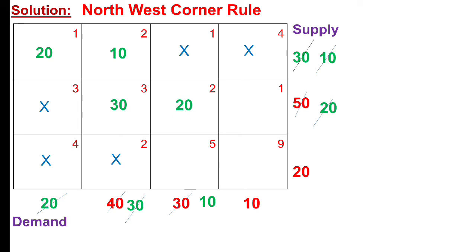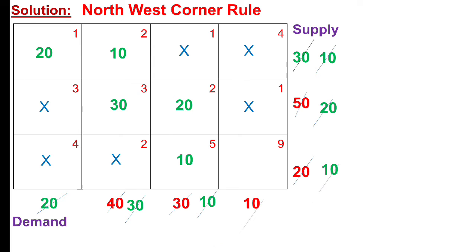Then come to third row, third column. 10 and 20. In that, 10 is the minimum. Cut that, the remaining 10 is written here. Then allocate 10. The remaining balance is 10 only, so you can cancel and allocate. This is the way the northwest corner rule is applied.